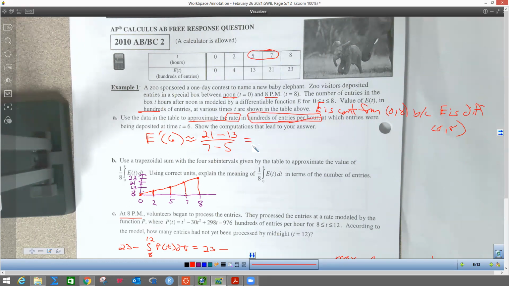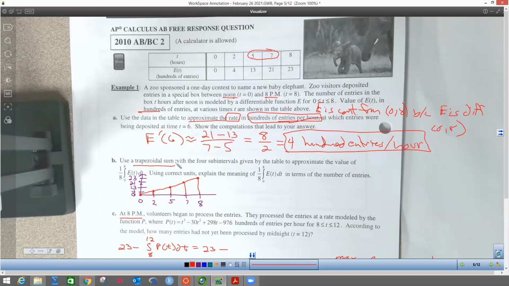I guess we actually could put hundreds of entries per hour, and that would be the answer without doing any work, but I'm going to go ahead and simplify these. So this is 8 over 2, which is 400 entries per hour. Okay, so that would be the answer we're looking for. And again, you don't have to do any of the math. You could have put this fraction and put hundreds of entries per hour and have it perfect.